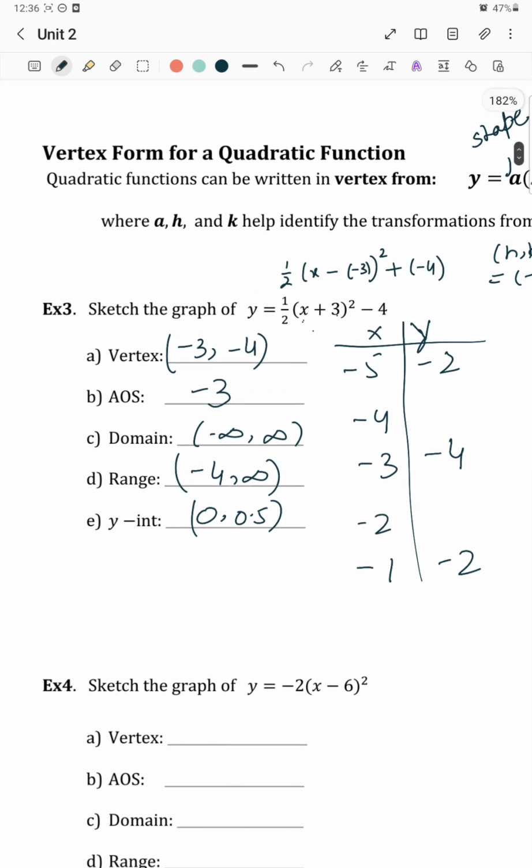We can also find the y-intercept by putting x equal to 0, which gives 1 by 2 times 0 plus 3 whole square minus 4, 1 by 2 times 9 minus 4, which will be equal to 0.5.